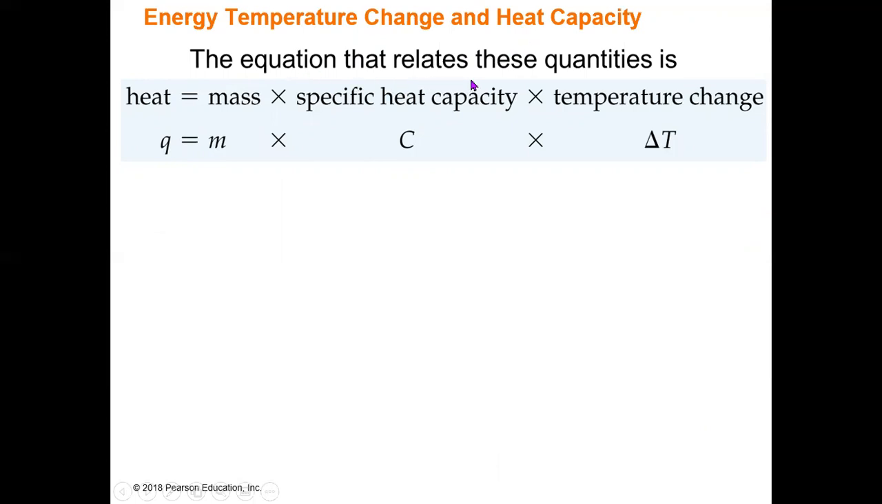The equation that relates these quantities is heat equals mass times specific heat capacity times temperature change. Mathematically, heat is represented by Q, mass is represented by m, specific heat is represented by C, and temperature change is represented by delta T.